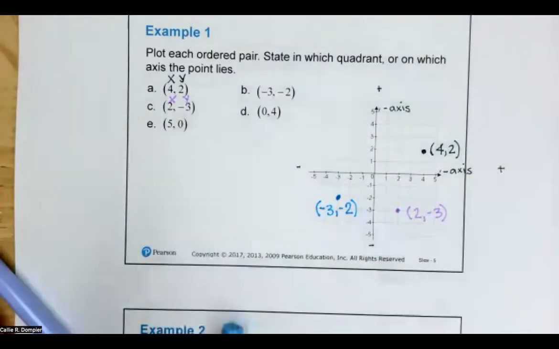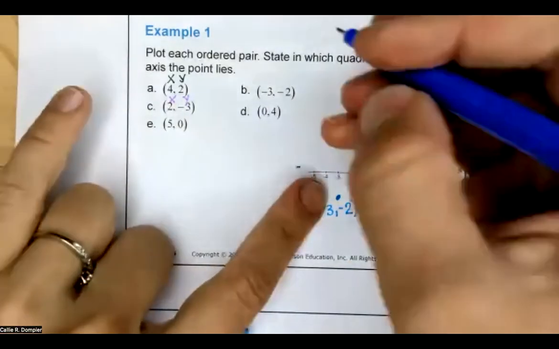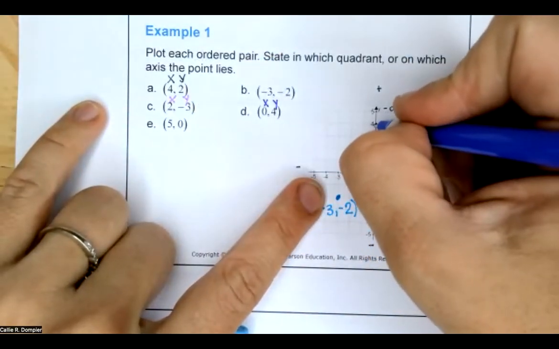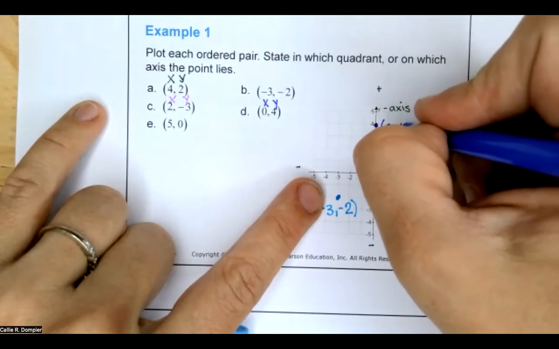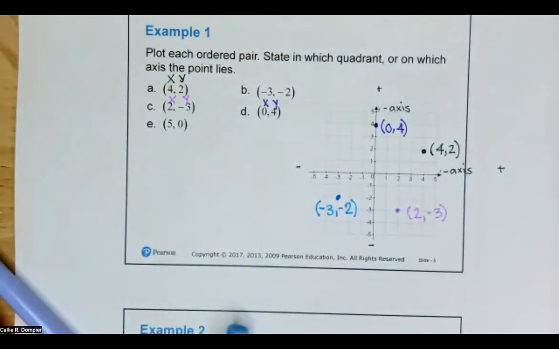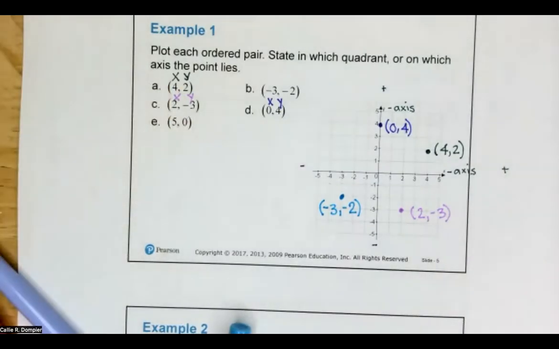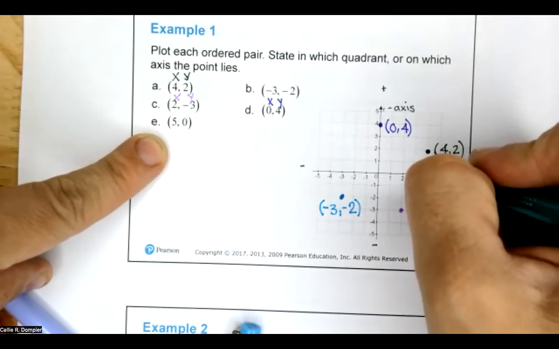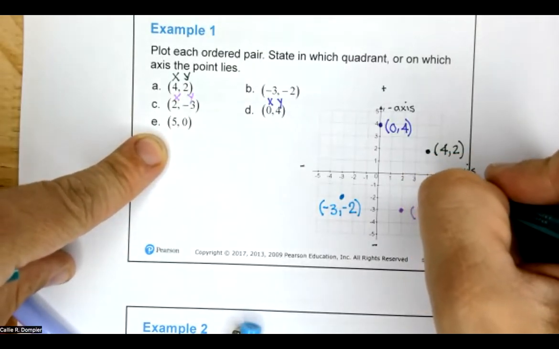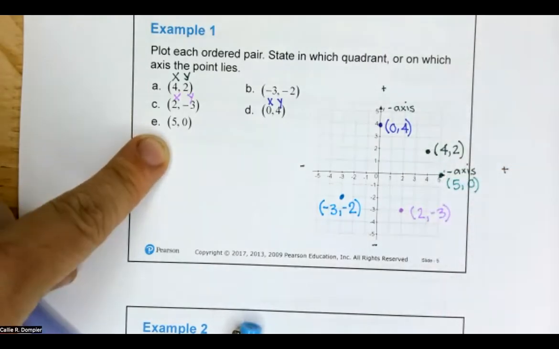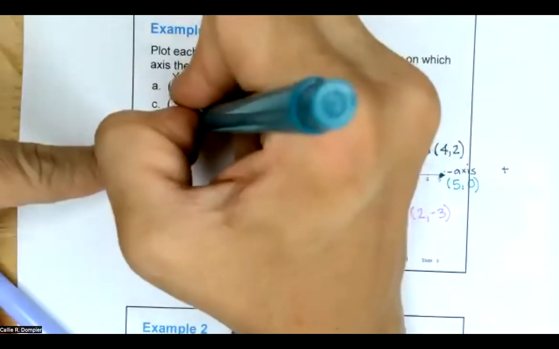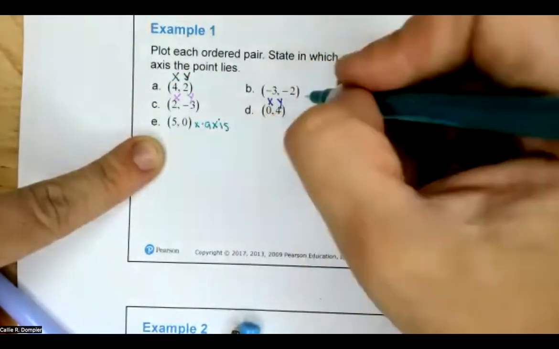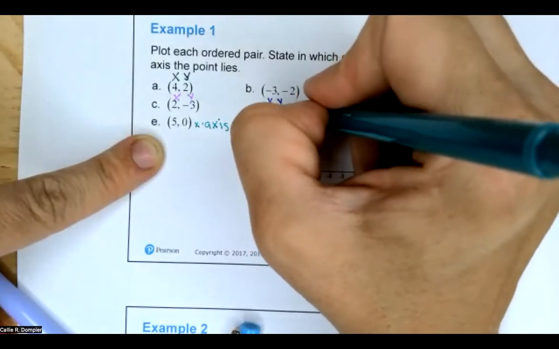D is the point (0, 4). So I'm not going to travel anywhere on x, 4 on y. 0 on x, 4 on y is right here. And then (5, 0) is kind of the opposite, where I'm going to go 5 on x, 0 on y. So (5, 0) is going to be on the x-axis. (0, 4) is going to be on the y-axis.